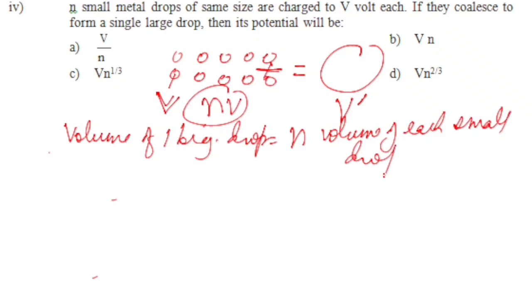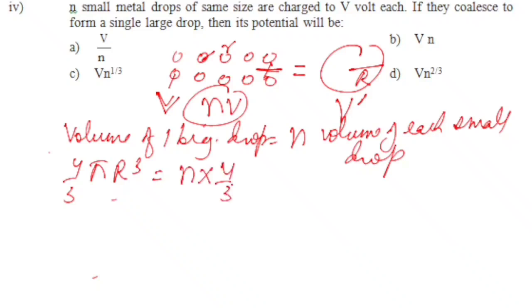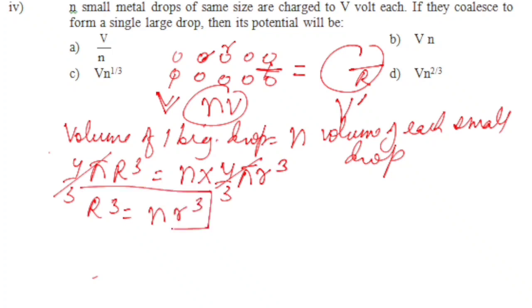Let the radius of this bigger drop be capital R, and radius of each small drop be small r. So volume of one big drop, 4 by 3 pi R cube, equals n times volume of each small drop, 4 by 3 pi small r cube. Here 4 by 3 pi cancel. R cube becomes n r to the power 3. One relation comes from this volume equation.